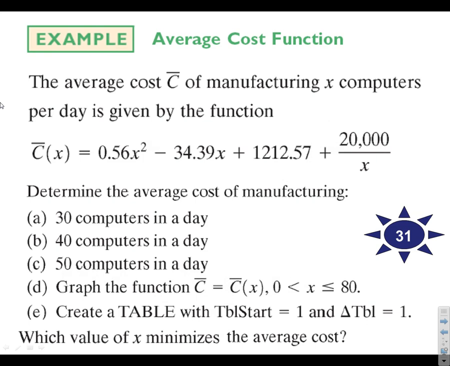Okay, average cost. The average cost, C with a bar over it, of manufacturing x computers per day is given by this function. Determine the average cost of manufacturing 30, 40, and 50 computers in a day. This seems like a lot of work to do by hand. Sounds like a great problem for the calculator.